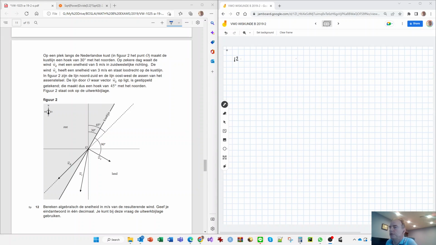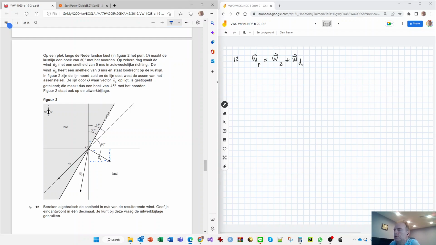So we need to find the resulting wind in 1 decimal. The resulting wind is the sum of these two factors that are given. So we just find what these factors are. So we decompose these in x and y, and this angle here is the same as this angle because two sides of this angle are perpendicular to two sides of this other angle.